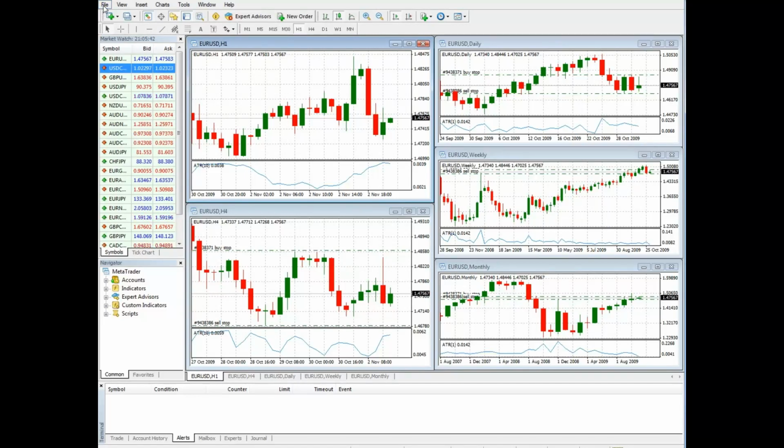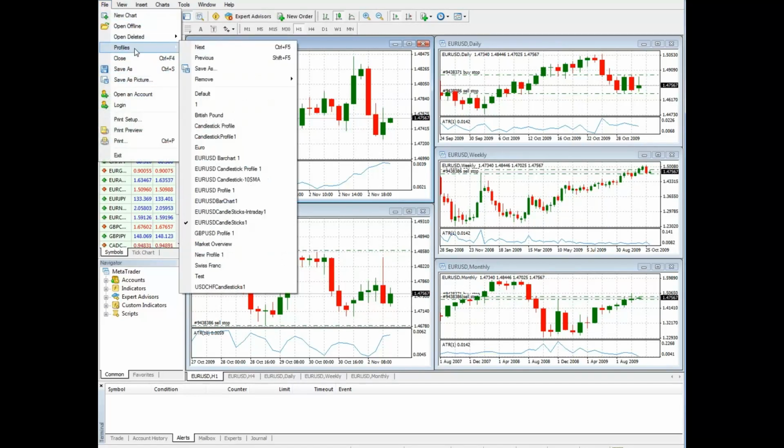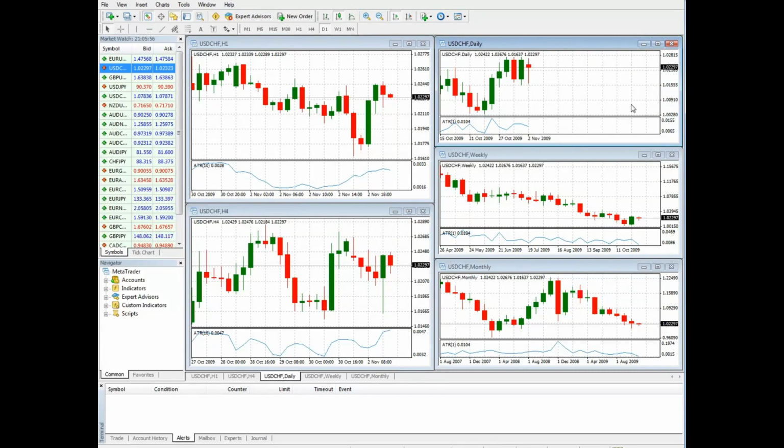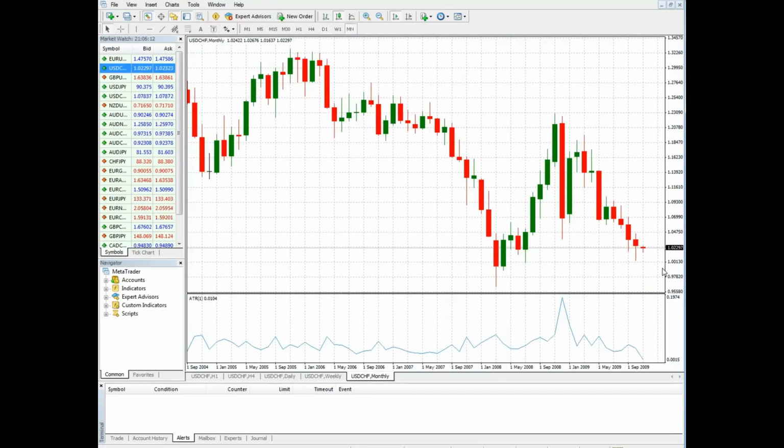So I'm going to pop back over here to US dollar, Swiss franc. Okay, there we go. That's everything we were looking at before, just in the form of the wonderful US dollar Swiss franc. And as you can see, lots of interesting things. You can look around and find patterns and trades that are of interest to you.